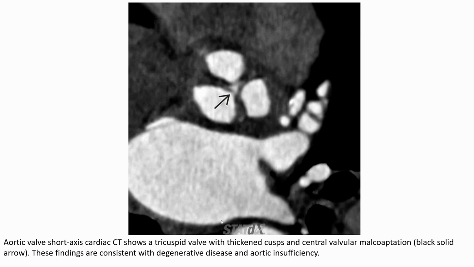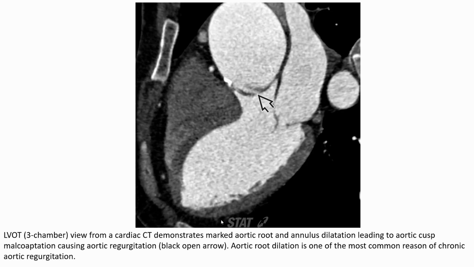This is the CT of the heart. So a tricuspid valve with a second cusp and central valvular malcoaptation. This finding is consistent with degenerative disease and aortic insufficiency. This cardiac CT demonstrates marked aortic root and annulus dilatation leading to aortic cusp malcoaptation causing aortic regurgitation. Aortic root dilatation is one of the most common reasons for chronic aortic regurgitation.